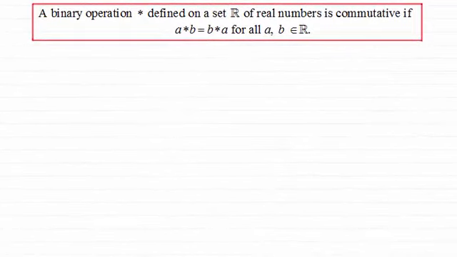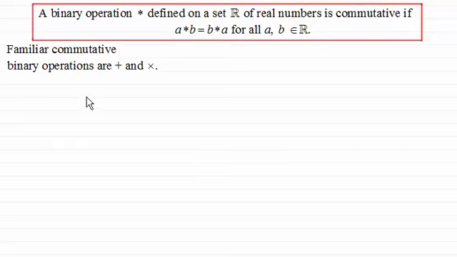Hi there. Now in this video what I want to talk about is another property, and that is commutativity. And I've got a definition here that if we've got a binary operation, let's say star, defined on a set R of real numbers, then it's commutative if A star B equals B star A for all A, B which are members of the set of real numbers.